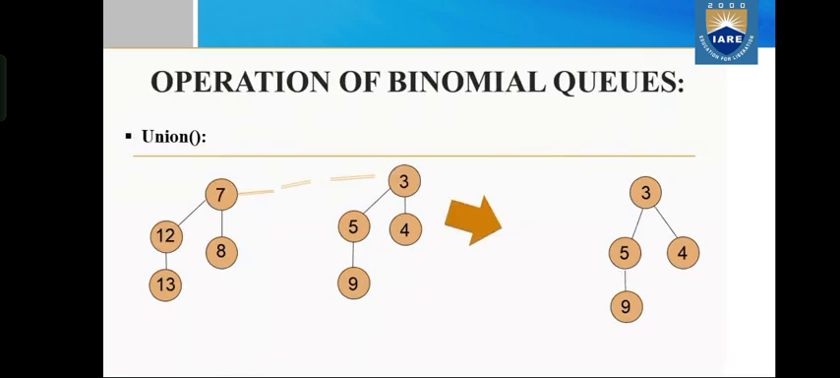The operations of binomial queues. The union operation. When two binomial heaps are of the same rank, we can union them. Here we take 7, 12, 8, 13 as one heap and 3, 4, 5, 9 as another heap. As 3 is less than 7, 7 becomes a child node of 3.